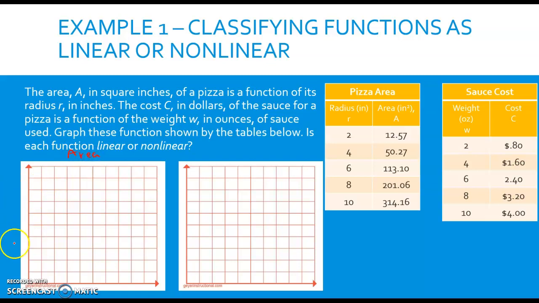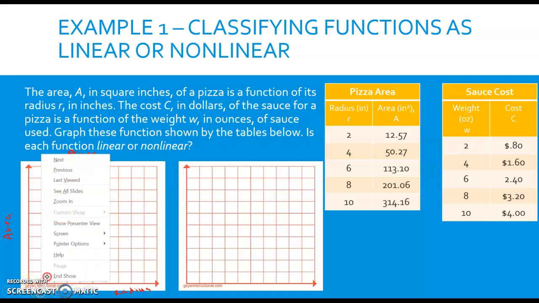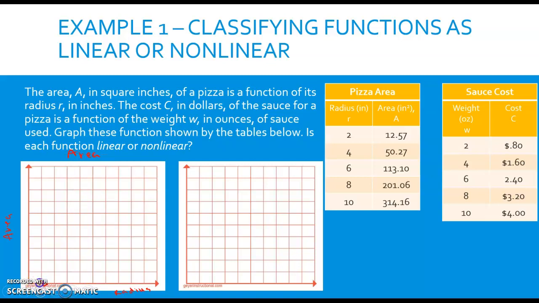So my y-axis is area, and my x-axis is radius. And we're going to count by twos, which I would write, but it's not allowing me to get that close. So we're counting by twos across the bottom, and we're going to count by 50s going up. So I'm going to count two boxes. Every two boxes is 100. So that's what I'm going to write here.